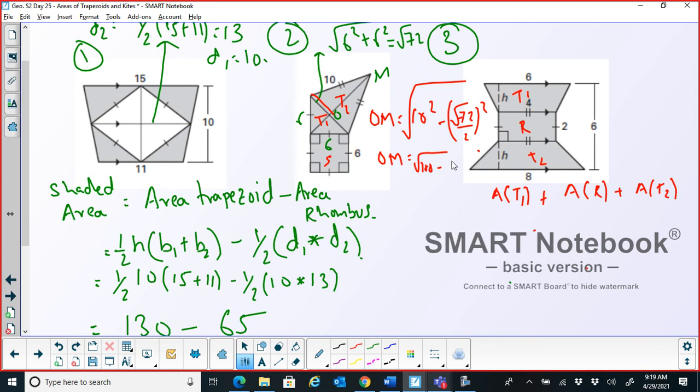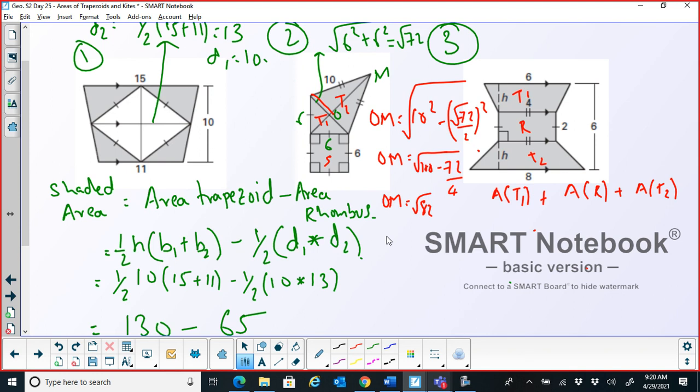Root 72 square is nothing but 72 over 4. So OM is going to be root 82. Okay. If I further simplify, I'll get OM as root 82. I have to find all the areas, right?